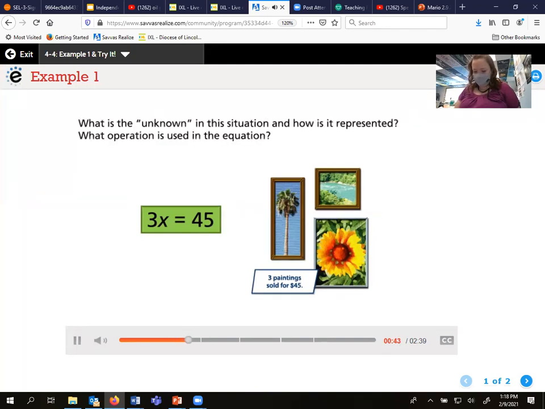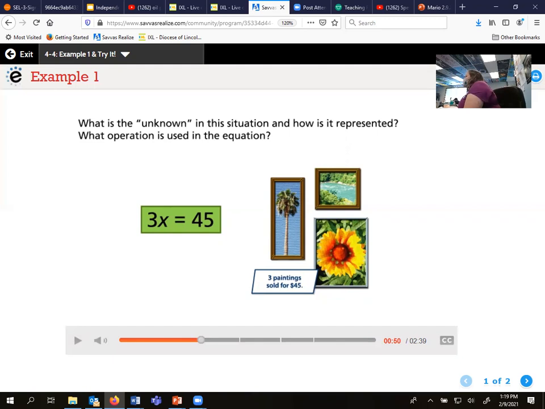What is the unknown in this situation, and how is it represented? What operation is used in the equation? Okay, so our equation is 3 times x equals 45. Our unknown is the variable, or x. What does x stand for? Axton? The number. Of what? The answer number. The what number? I didn't hear you. Do you want me to say the number? No, don't say the number. What does x stand for?